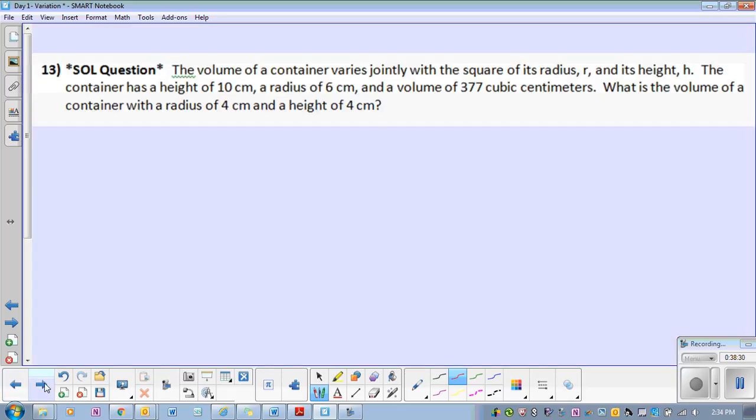All right, so let's go back to our notes and look at number 13. All right, put your phones away. Guys, we're almost done. I'm tired. Come on, let's do it.